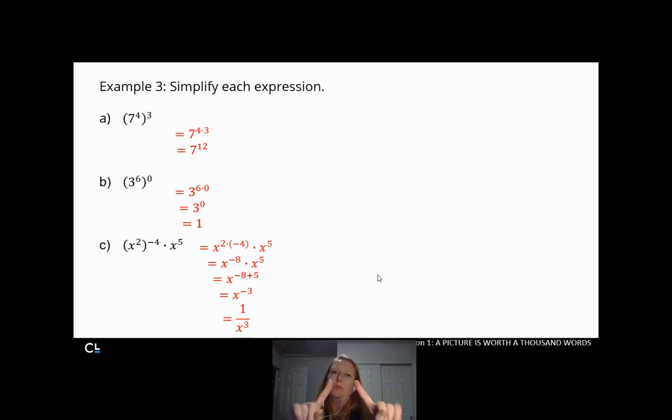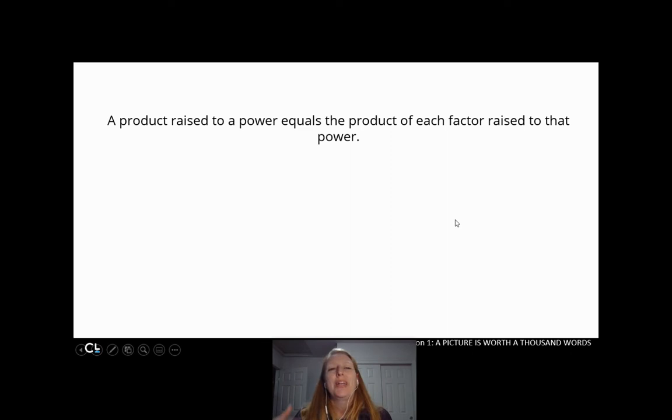One last little thing, and then we'll do a couple more examples and we'll call it good. We're almost there. A product raised to a power equals the product of each factor raised to that power. And the way I think of this is that everybody inside gets the power. It's almost like you distribute the power.